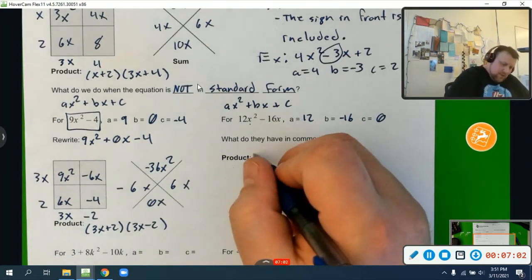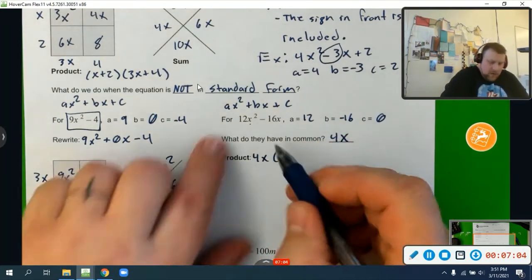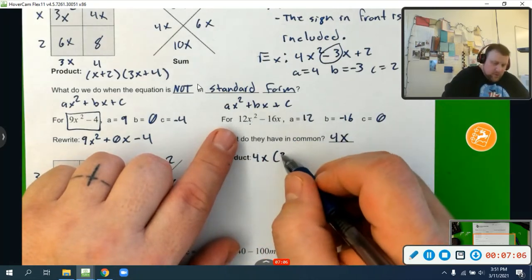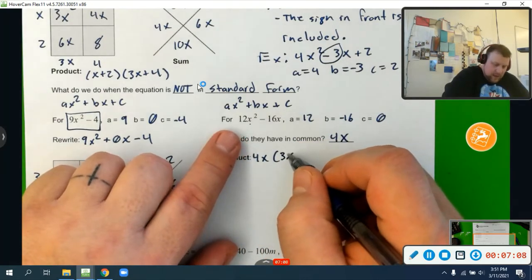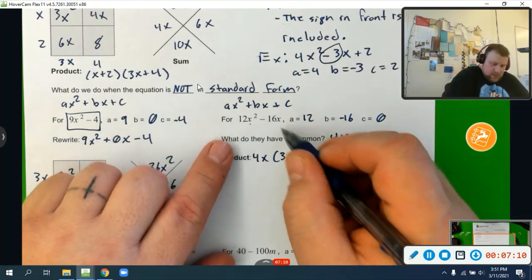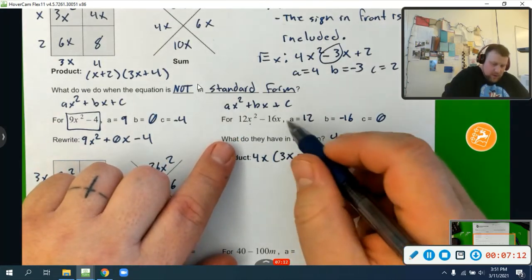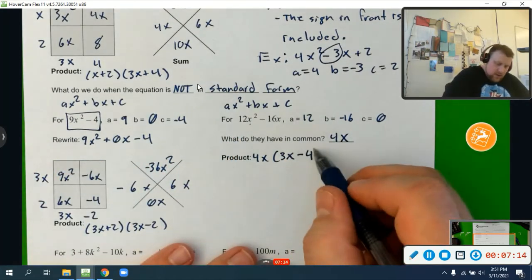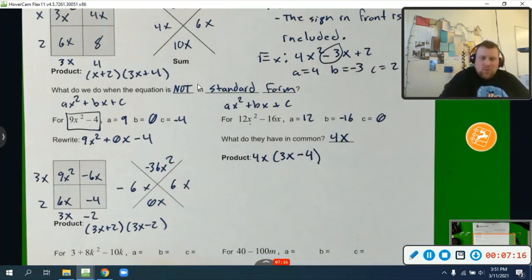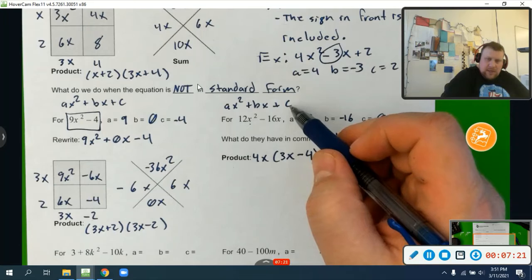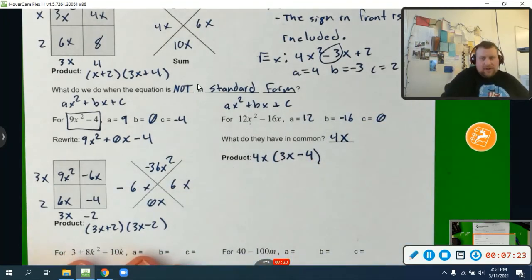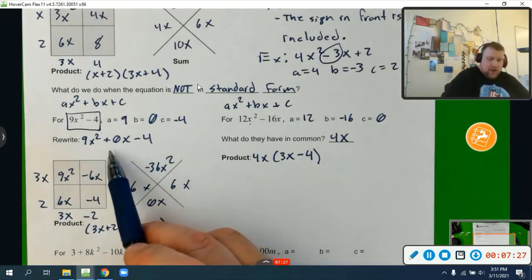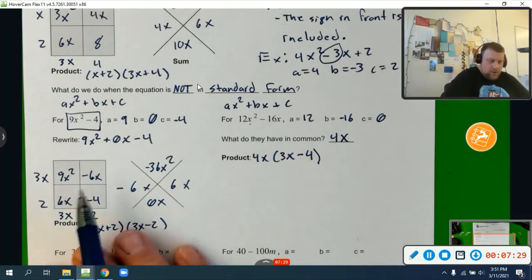So check this out. If I pull a 4x out, what am I left with? Well, 12 divided by 4 is 3, and x squared divided by x is x. Minus, what's 16 divided by 4? It's 4. And x divided by x is 1, so it's just gone. Look at that. That is already factored. We don't even have to do anything. So when your c is missing, you just see what you can factor out of it, and you can solve it. When your b is missing, we rewrite it with a 0 where it goes, and we solve it.